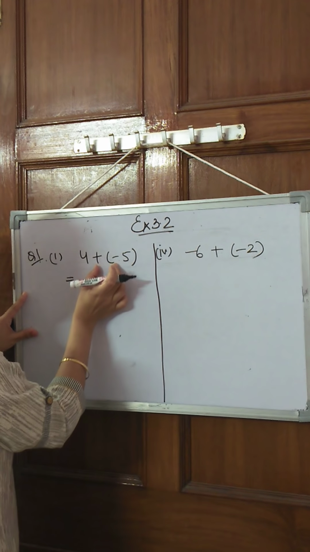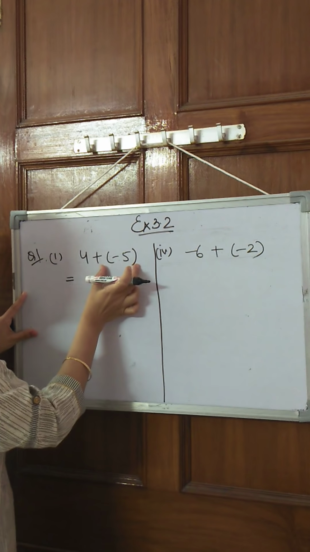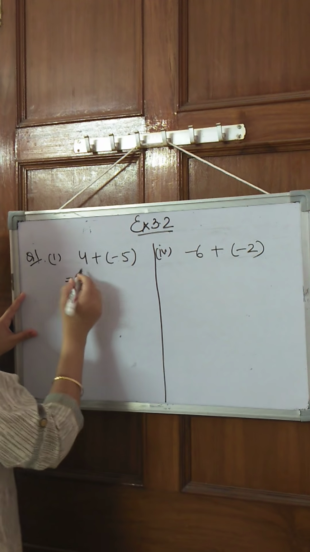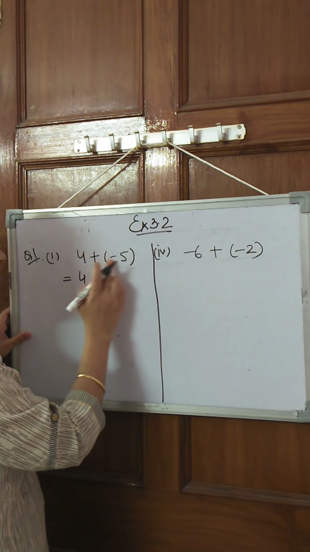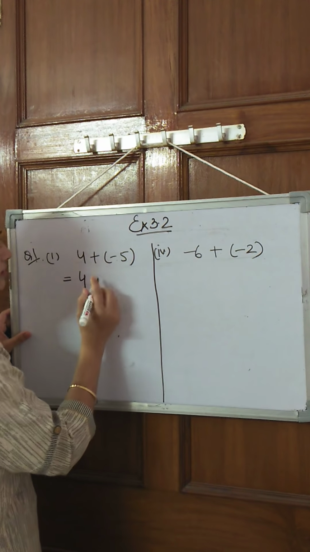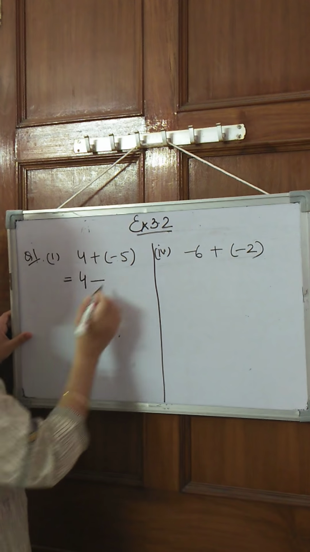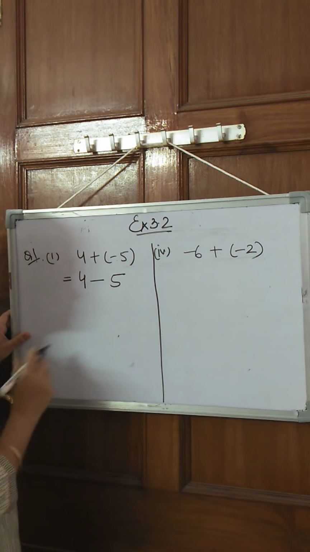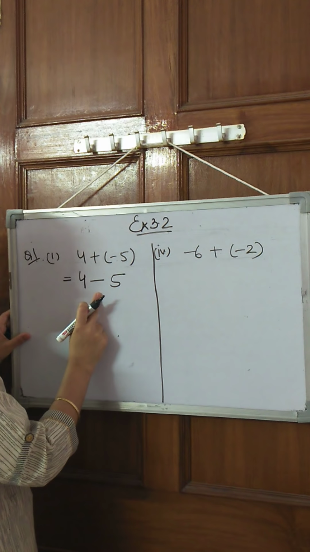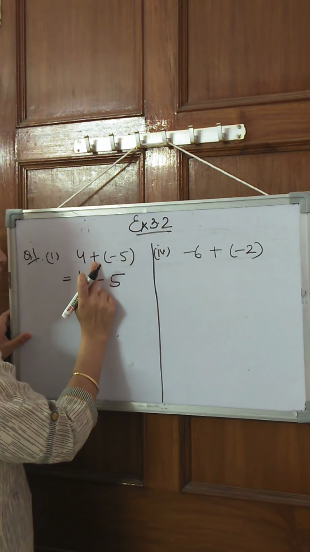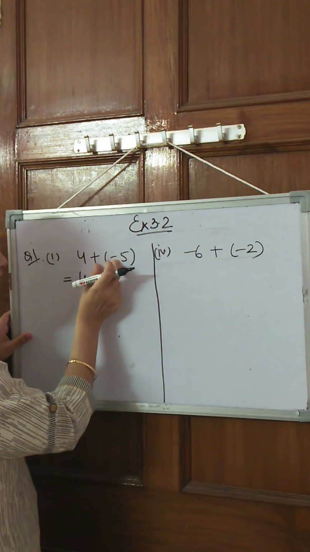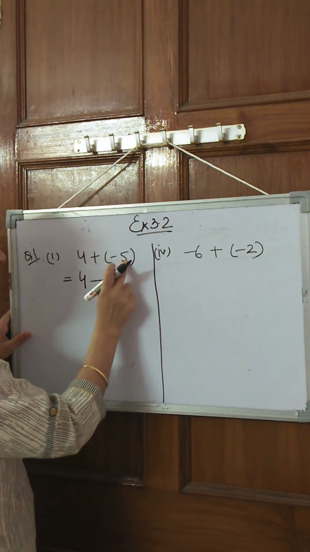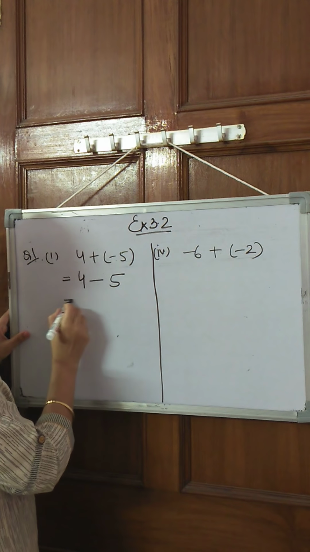So if I am changing this to one sign, this 4 remains as it is, I am not changing this 4 at all. Now plus minus, opposite sign, plus minus is minus. So I will write minus here and I will write 5. Okay. I have not copied this minus 5 as it is. I have solved this. Plus minus is minus. So I have written minus in place of these two signs, and I have then copied this 5.